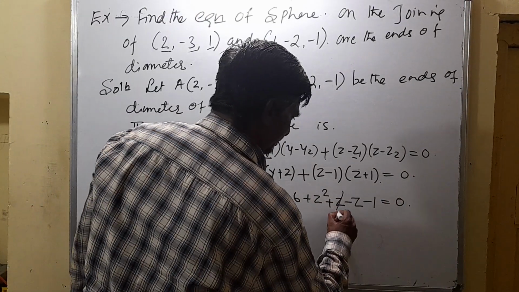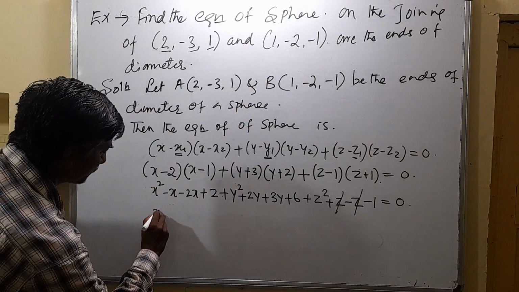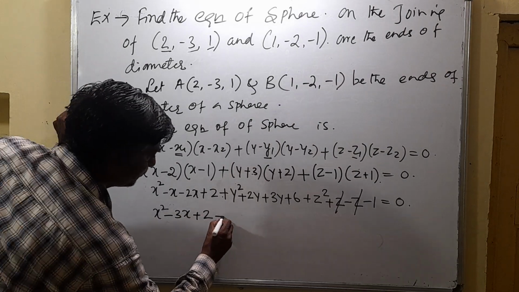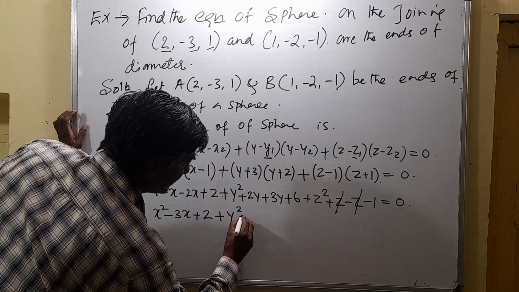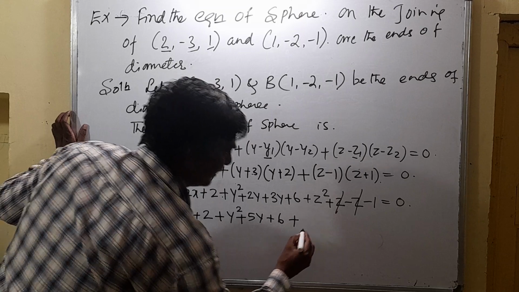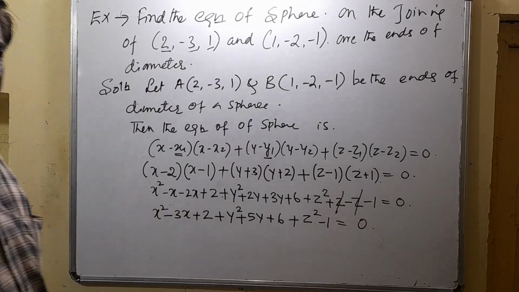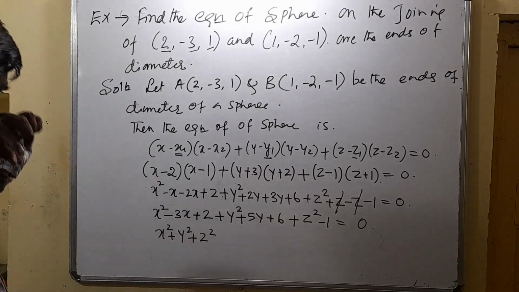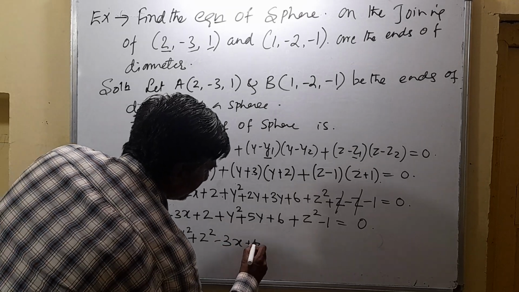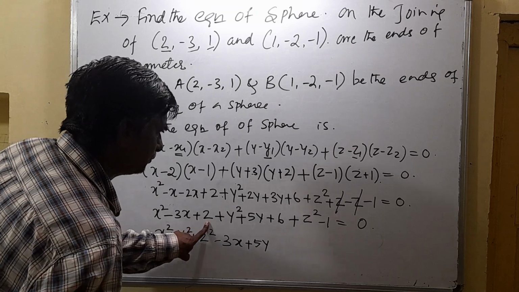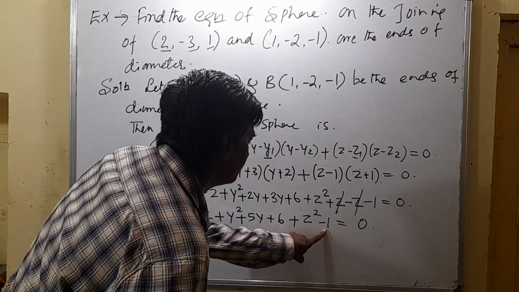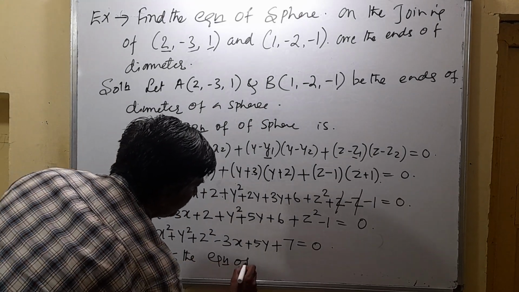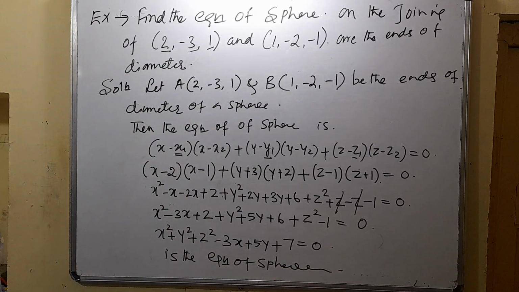Is it right? Plus z, minus z, get cancelled. Here, x square. Here, minus x, minus 2x. What happens? Minus 3x. Plus 2 as it is. Plus y square. 2y plus 3y is 5y. Plus 6. Plus z square minus 1 equal to 0. Correct? Then x square plus y square plus z square minus 3x plus 5y. No z term. Then plus 2 plus 6 plus 8 minus 1, means plus 7 equal to 0 is the equation of sphere. Any doubts? No doubts. Okay.